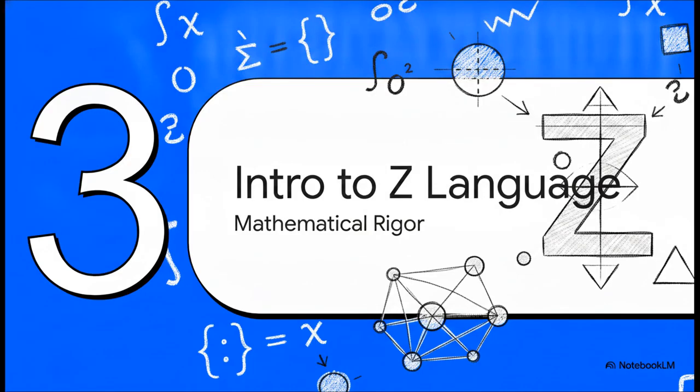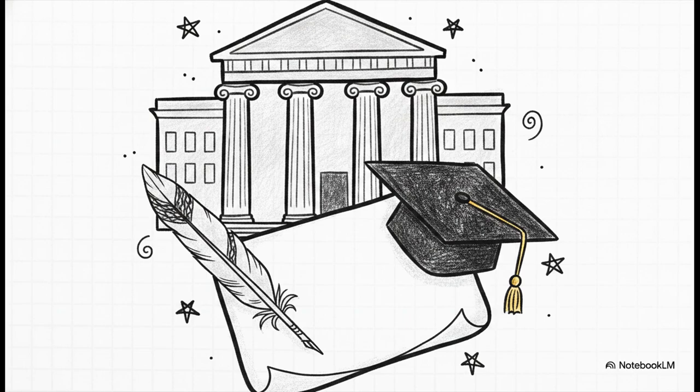Section 3. Introduction to Z language. Mathematical rigor in software. All right, with that groundwork laid, let's introduce the star of today's explainer. Z, which is typically pronounced Zed, is a formal specification language with some serious academic pedigree. It was developed by Jean-Raymond Abrial over at Oxford University way back in 1974.